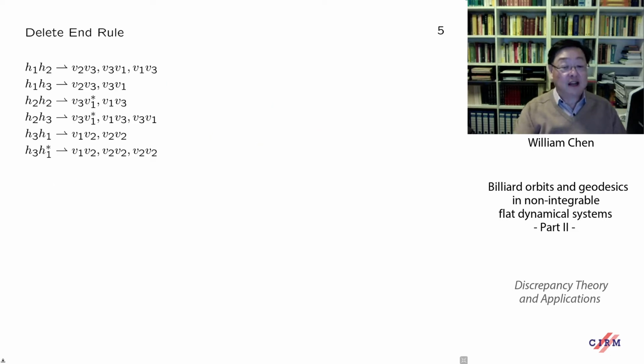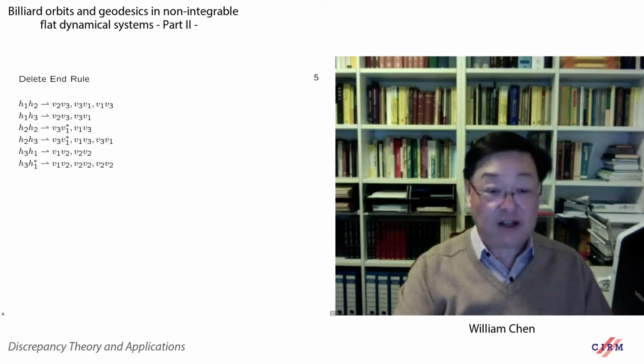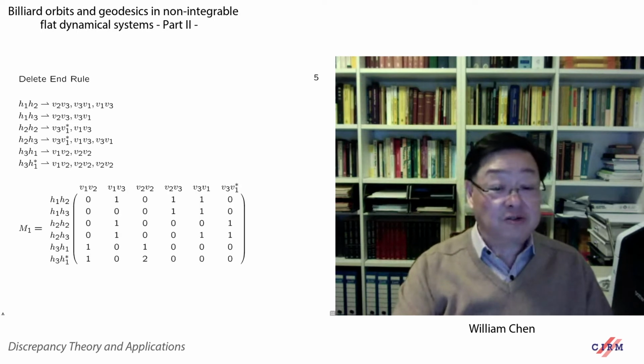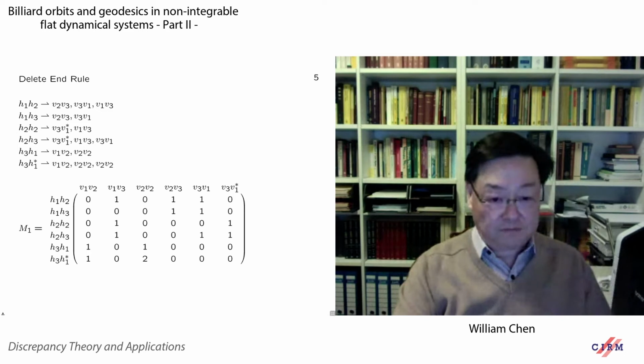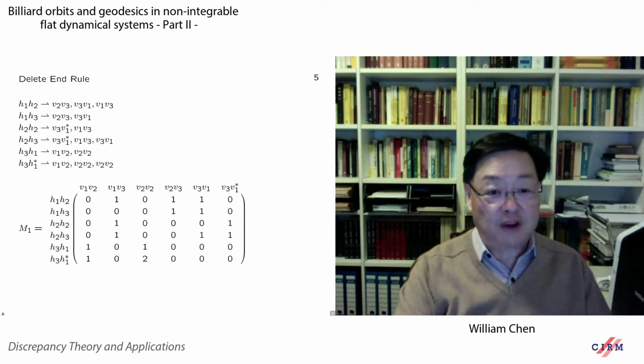Now let's use the delete n rule and work out the ancestors of all the almost vertical units given here. Again, don't worry about what they are. This is just something that I've listed here. Now this information can be represented by a transition matrix M1 given here. So for example, in row 1 and column 2, it tells us that one of the ancestors of H1, H2 is V1, V3.